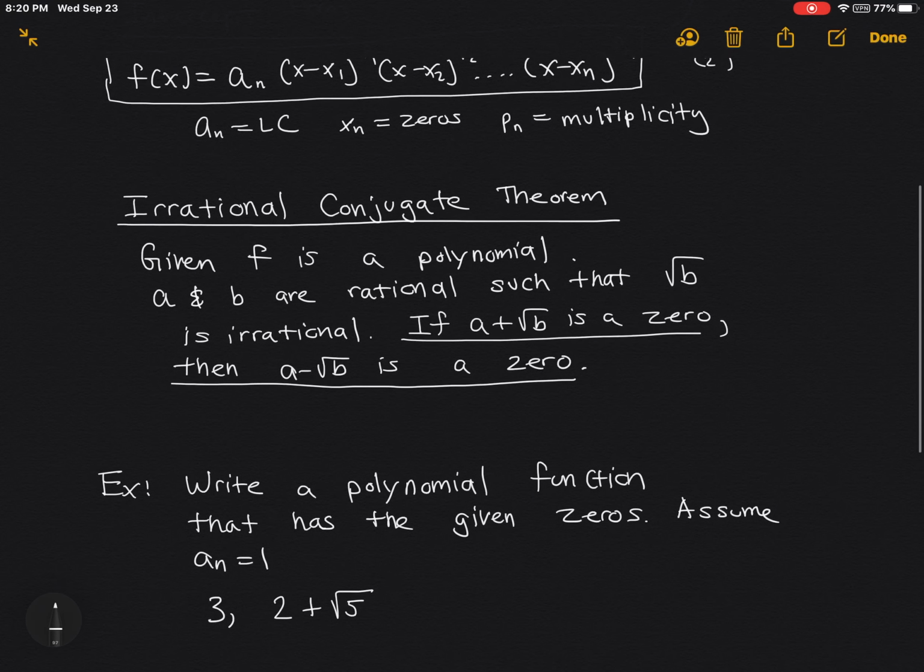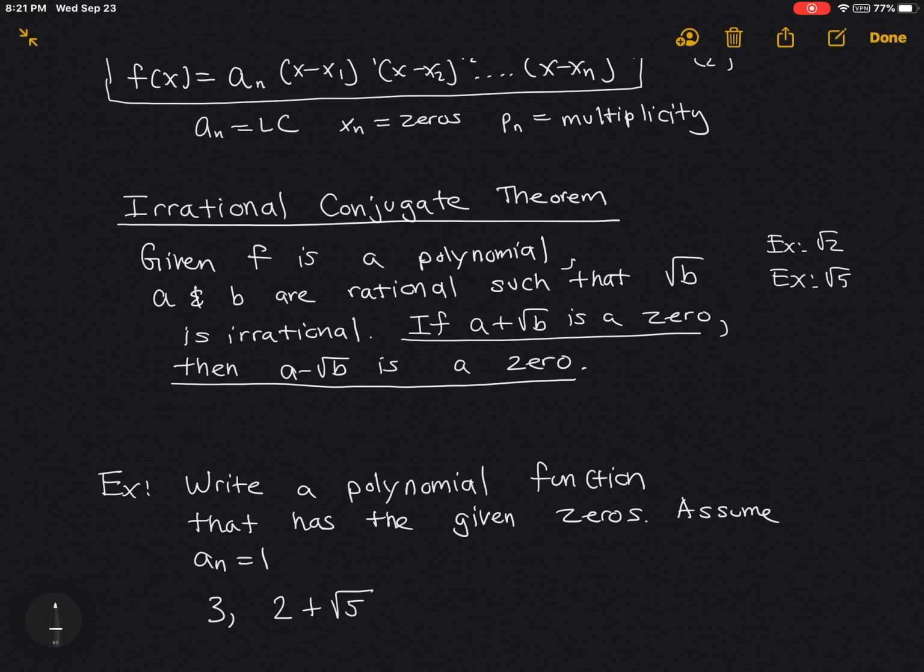All right, so you may have heard this theorem before. It looks very, very intimidating, but it's not that bad. It says given f is a polynomial, and a and b are rational such that root b is irrational. So if you forgot what an irrational number is, right? Something that you cannot take the square root in your head. These are all irrational numbers, okay? So if a plus root b is a 0, that means a minus root b is a 0.